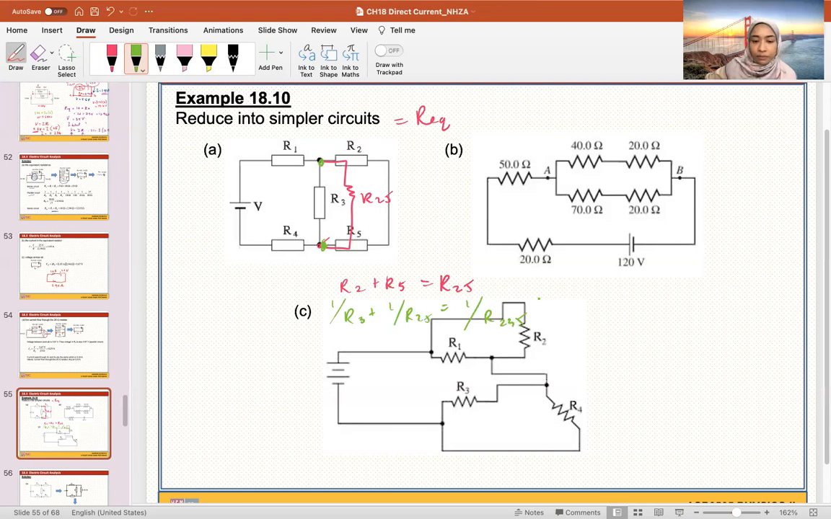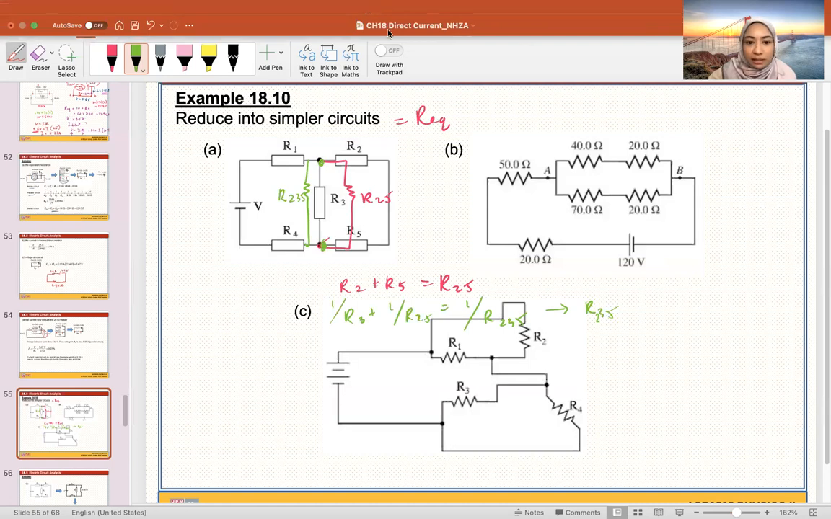So this is R235. Your R equivalent is 1 over R3 plus 1 over R25 equals 1 over R equivalent. So R equivalent is whatever that is. Now I am redrawing this to become this, R235.